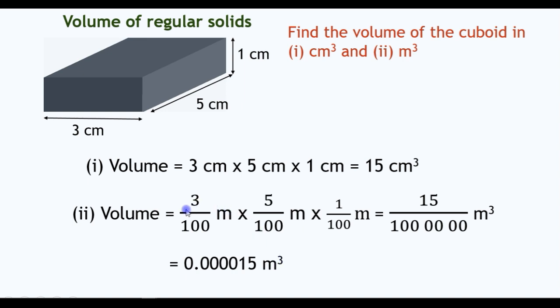The way to multiply these three fractions is to multiply the numerators first. 3 multiplied by 5 multiplied by 1 gives us 15. 100 multiplied by 100 multiplied by 100 gives us 1 million. And when we divide 15 by 1 million, we obtain 0.000015 cubic meters. So to find the volume in cubic centimeters, we multiply the dimensions in centimeters, and to find the volume in cubic meters, we multiply the dimensions in meters.